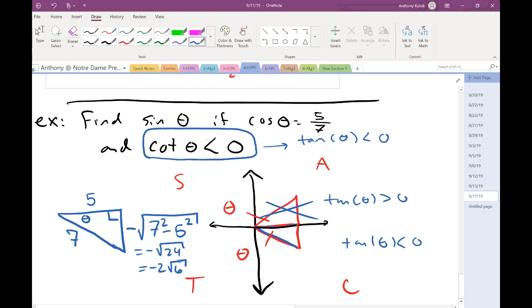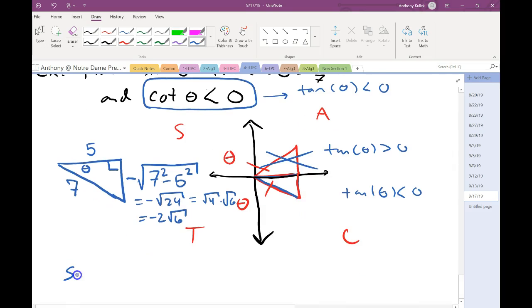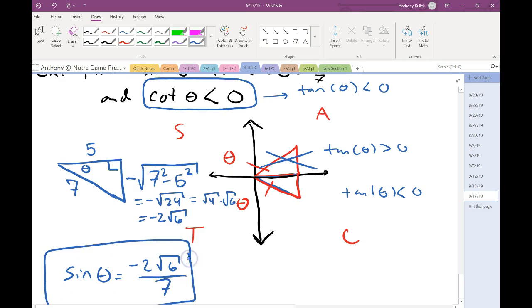You guys remember how to simplify radicals? The easiest way for this one is to just think about it as the square root of 4 times the square root of 6. Because the square root of 4 is a perfect square, I can take the square root of that. It just becomes the 2. So if I want sine theta then, I want opposite over hypotenuse. And there's my answer.